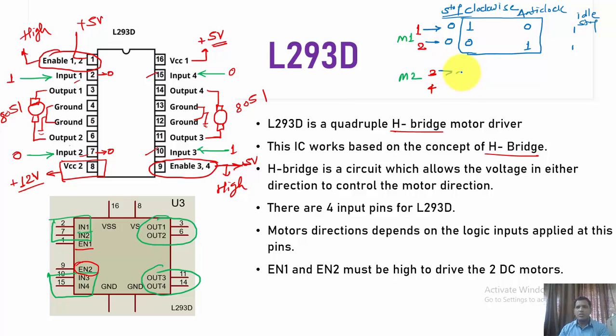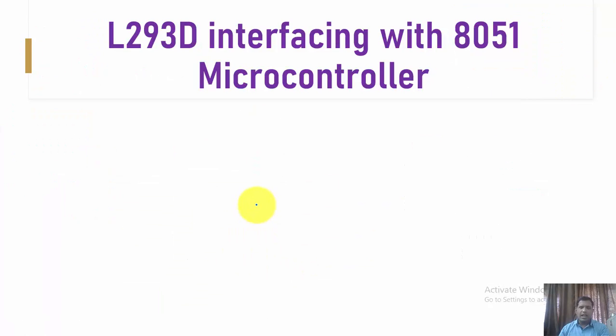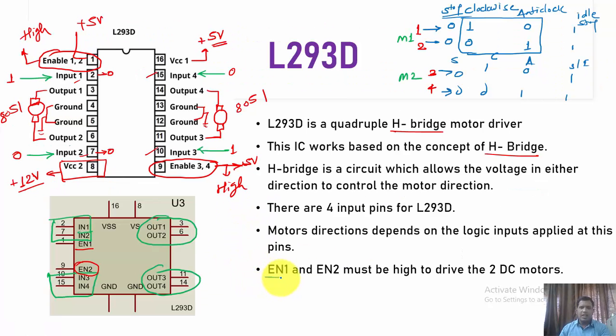And the same is true here. So 0 0 is stop, 1 0 is clockwise direction, 0 1 is anti-clockwise direction, and 1 1 is again stop. That is right. And as I said, EN1 and EN2 must be high to drive these signals. Okay, so this is what we call the generalized implementation of the L293D.